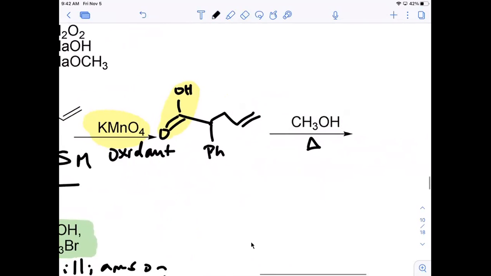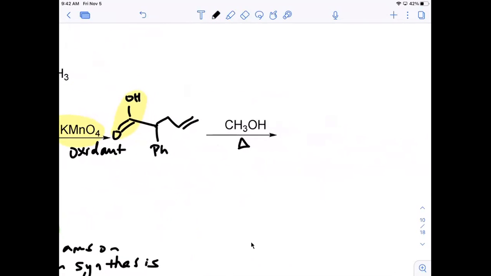What do you think? Transesterification. Great. It's a transesterification. What is it going to do? What am I swapping out? It is an esterification, and it's going to be an addition followed by an elimination, just like the majority of these carbonyl reactions are. So what am I swapping out here?